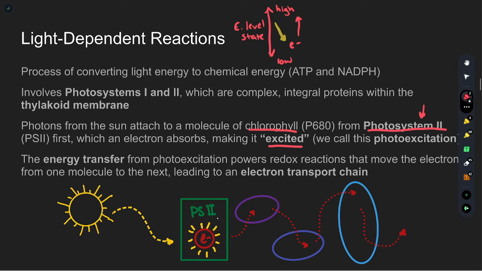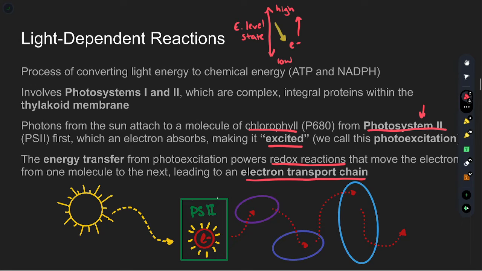So this excited electron within PS2 makes PS2 very reduced, and so PS2 is going to give the electron away to other compounds, generating this electron transport chain. This is a series of redox reactions, right? So redox is important here, and we're seeing that now. The electron goes from molecule to molecule to molecule in a series of redox reactions.